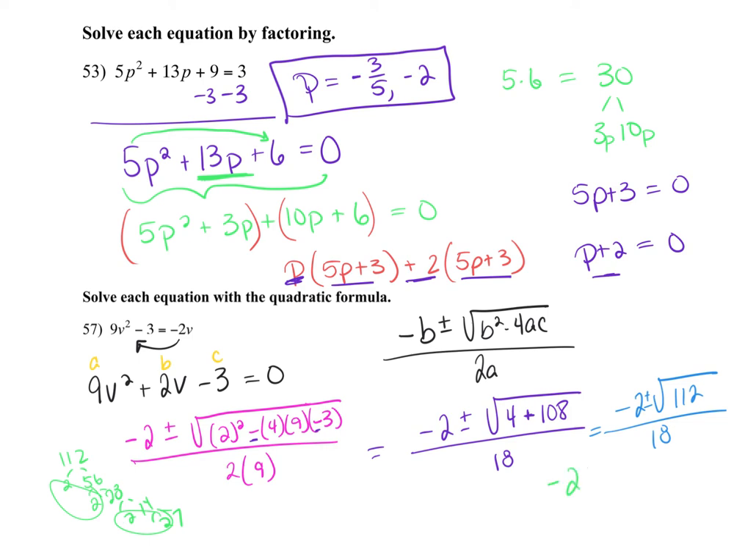So -2 plus or minus 4 squared is 7 over 18. Can I reduce? Yes. What comes out of all 3 of those? 2 comes out of that, 2 comes out of that, 2 comes out of that: 1, 2, and 9. So my final answer is going to be -1 plus or minus 2 square root of 7 over 9.